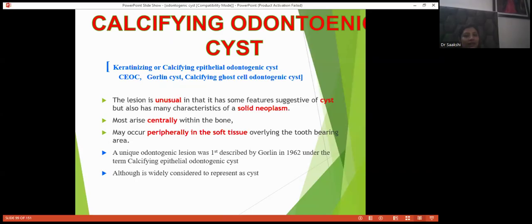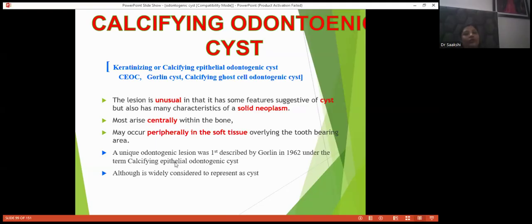Now, the lesion is unusual. Apart from your dentigerous cyst and OKC, the third most common cyst is your calcifying odontogenic cyst. The lesion is unusual in that it has some features suggestive of a cyst, but also has many characteristics of a solid neoplasm. Most arise centrally within the bone. It may occur peripherally in the soft tissue overlying the tooth-bearing areas.